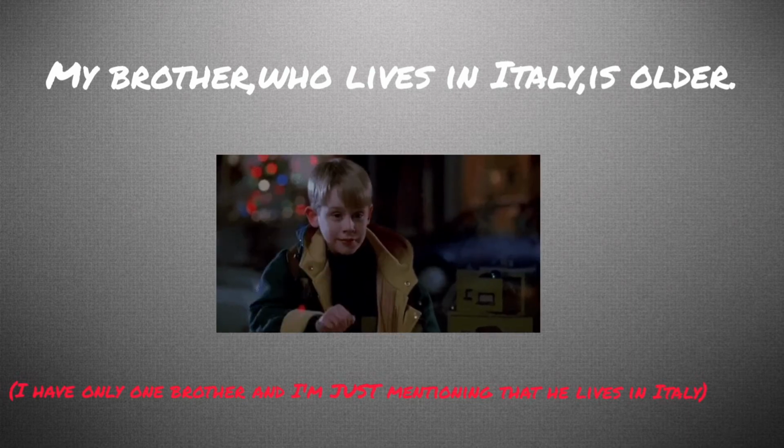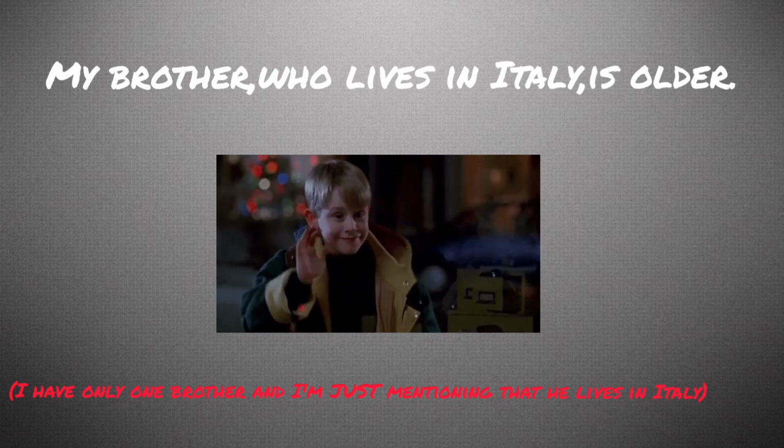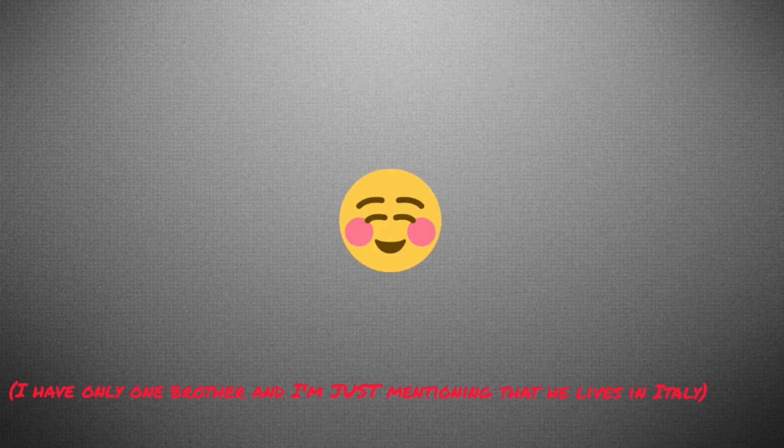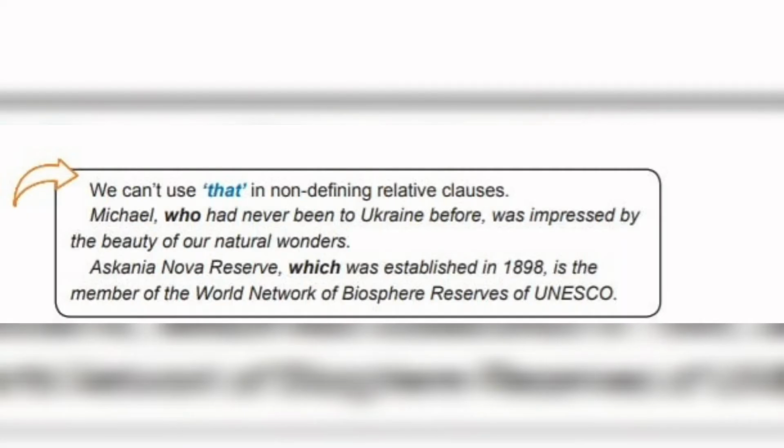For instance, my brother, who lives in Italy, is older. So I have only one brother, and I'm just mentioning that he lives in Italy. So it's like, by the way. Well, my brother, by the way, who lives in Italy, is older. So we use commas in non-defining relative clauses and give people some extra information about something or somebody. And we cannot use that in non-defining relative clauses.